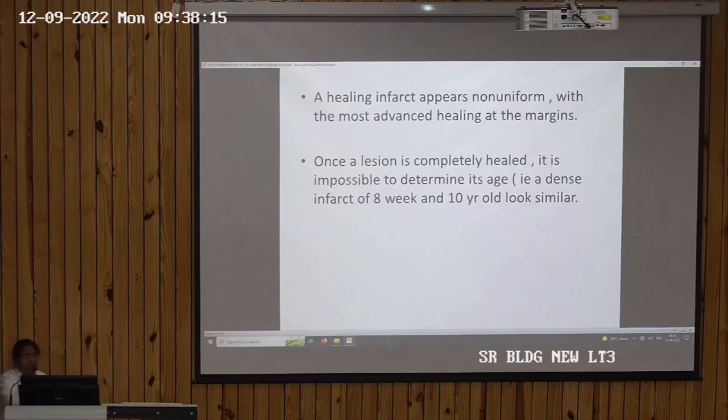So the healing infarct, at present it is a non-uniform scar, because it starts from the vessels from which they get the blood. They are at the periphery. So the healing starts from the periphery. So the healing scar is non-uniform. That is, at the periphery it will be completely healed, while in the center it is yet non-healed. And once it is healed, it is very difficult to determine its age, whether it is of 8 to 10 weeks or whether it is 10 years old, because it is completely collagenized.